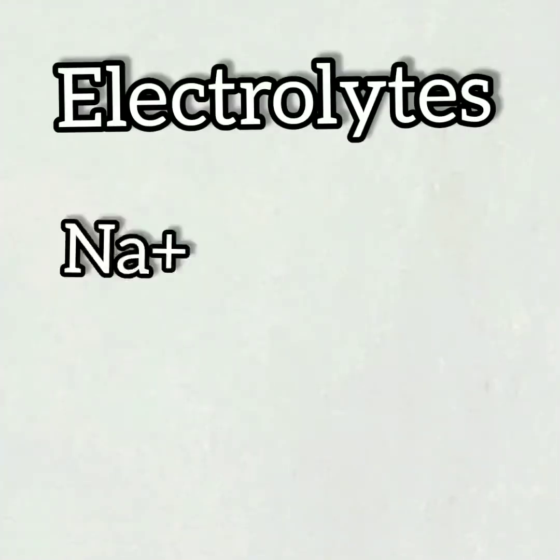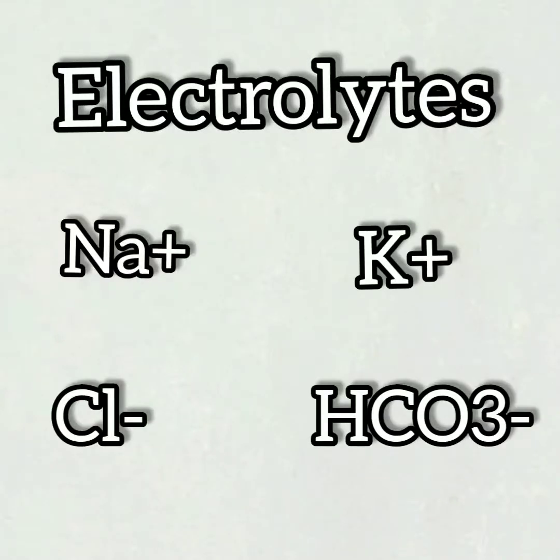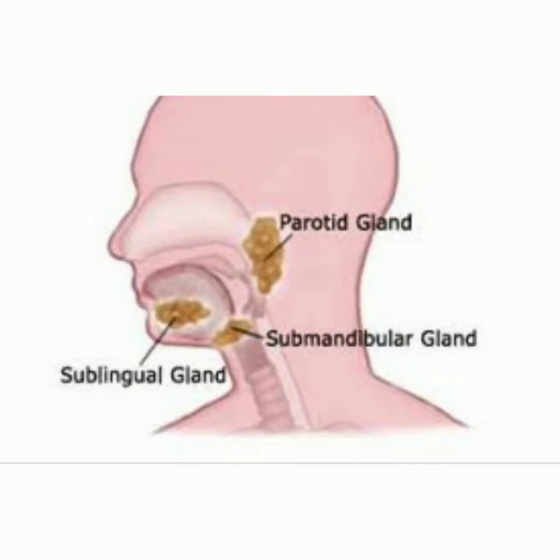Now let's talk about the electrolytes. There is Na+, K+, Cl-, HCO3- in saliva. These all create a slightly acidic medium for the enzymes. For example, salivary amylase at a pH of 6.8 converts starch into maltose by its hydrolytic action of breaking carbohydrates.